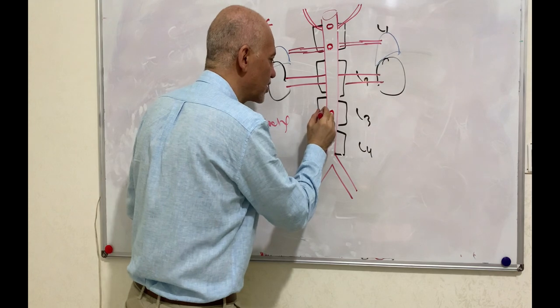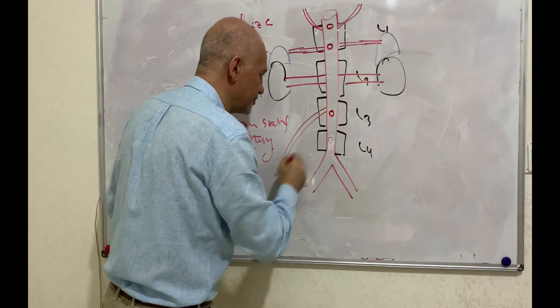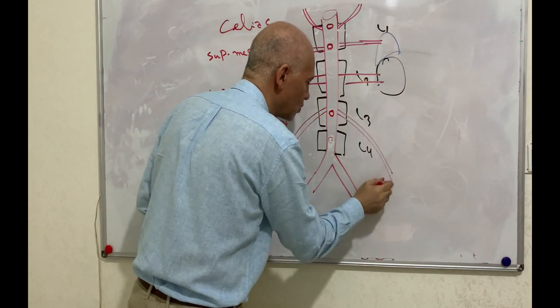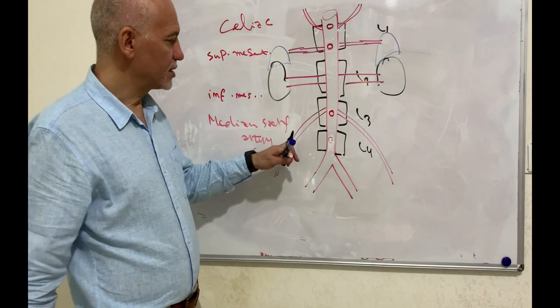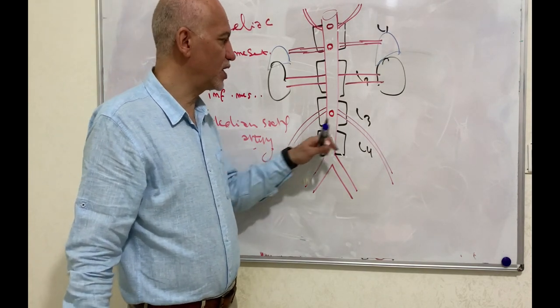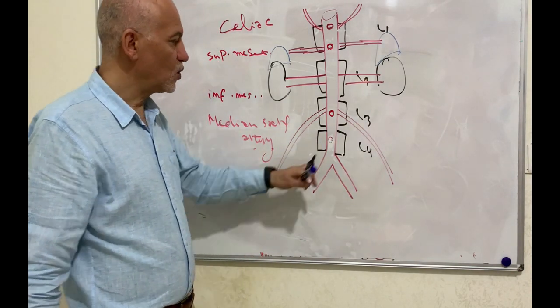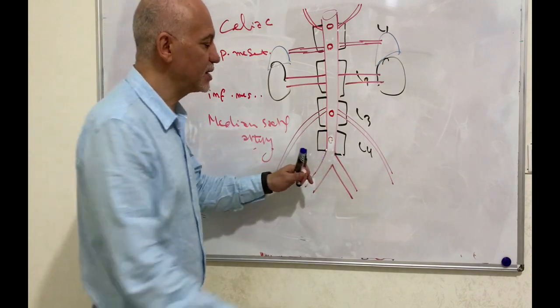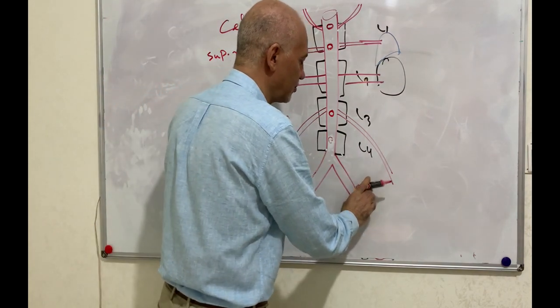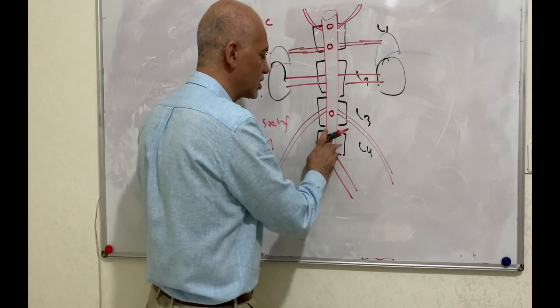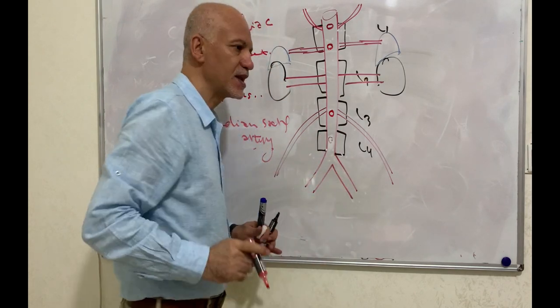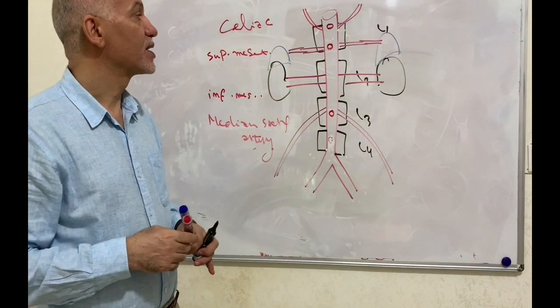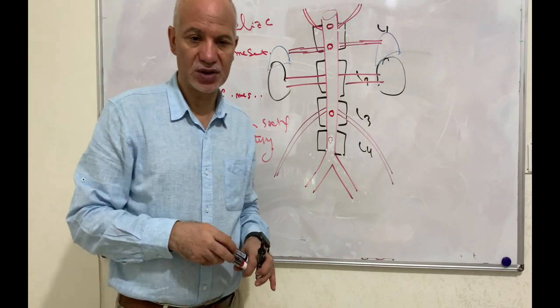Opposite the third lumbar vertebra, the gonadal artery arises: testicular in male, ovarian in female. Opposite the fourth lumbar vertebra, the bifurcation of the aorta into the common iliac arteries. These are the branches of the abdominal aorta.